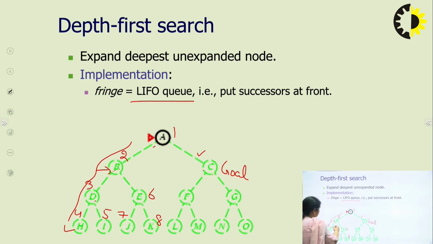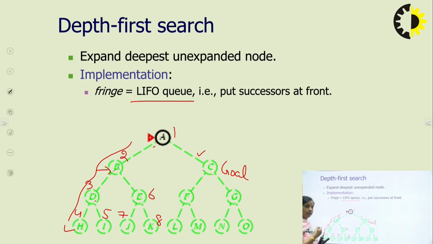So the searching is done in depth. So how actually is it implemented? It is implemented with the help of a stack, because whatever we took last, that will be explored first. That is the way we expand the deepest unexpanded node. Okay, this is depth first search.